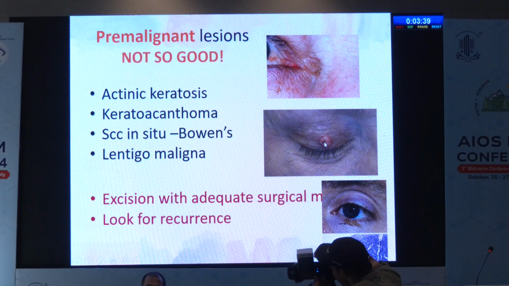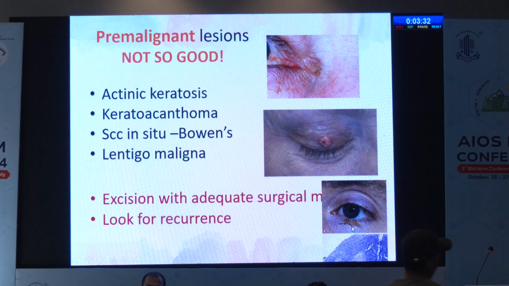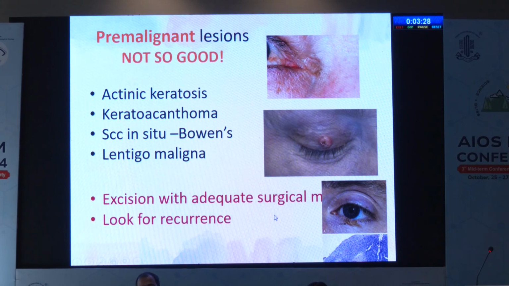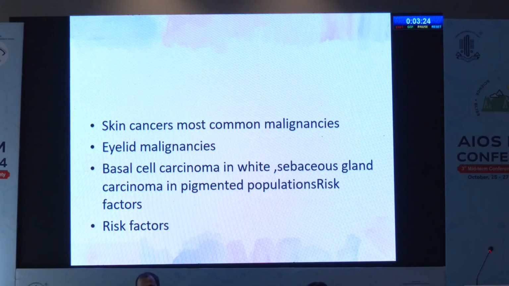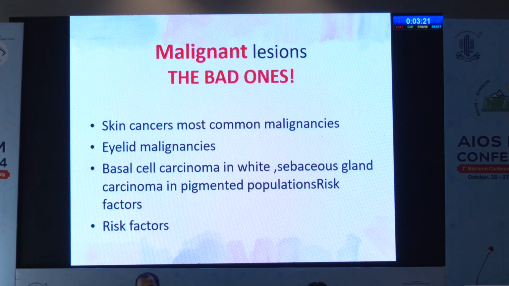And then the Bowen's, which is an erythematous elevated plaque, and lentigo maligna, which deals with hyperpigmentation. So here it is important because we need to excise with an adequate surgical margin and always follow up on the patients. Finally, the most malignant ones are the very bad lesions.